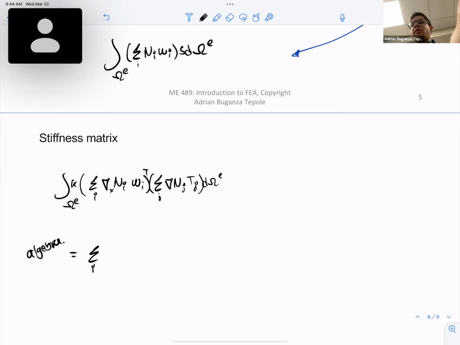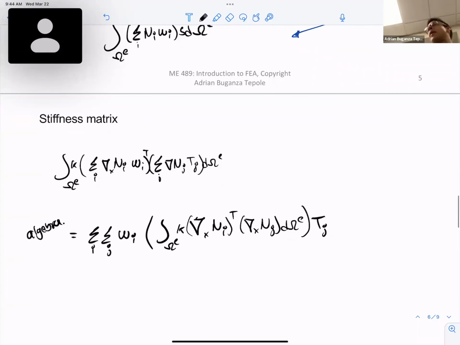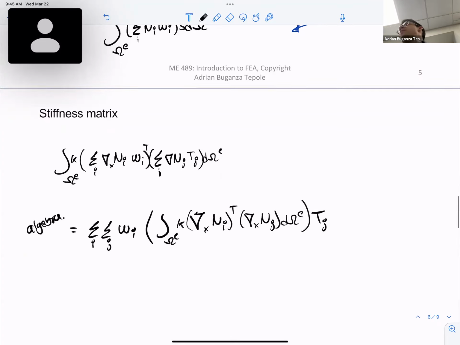So what I'm going to end up with is the two sums outside, all the nodal values of the weight functions. And then here, I'm just going to end up with the gradient of Ni transpose, gradient of Nj, Tj. Again, just some algebra.